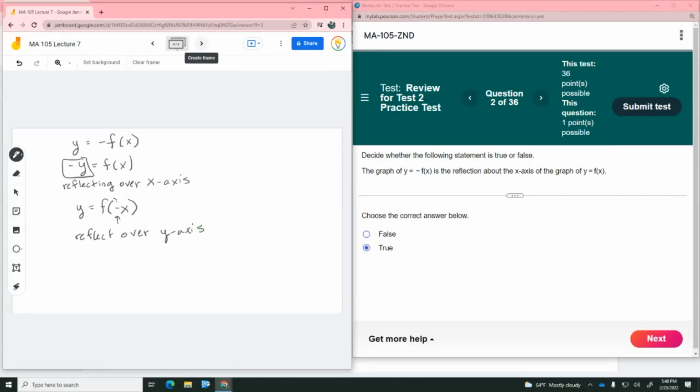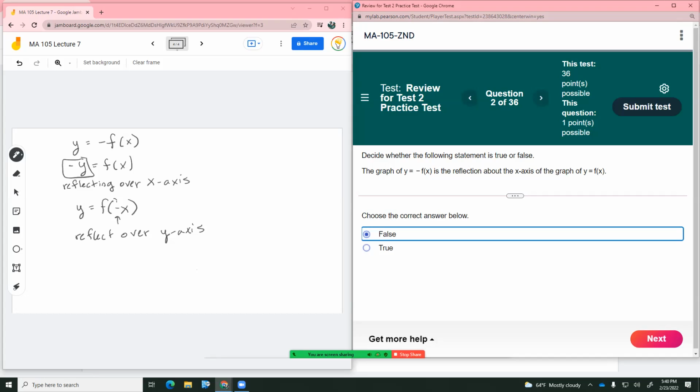So that's the main difference between the two. If the negative's on the x, reflect over the y. If the negative's on the y, reflect over the x. Everybody cool with that? So in this case, this would be a reflection over the x-axis. That is true. Negative y, reflect over the x.